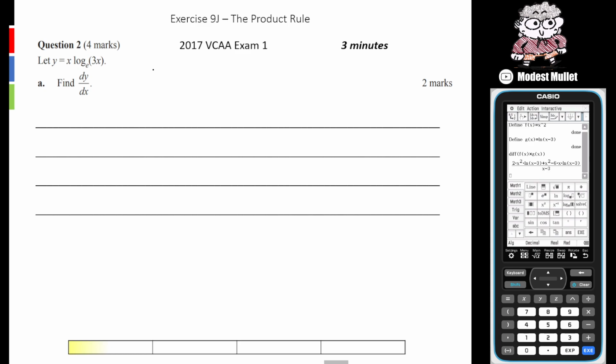Like I said, I'm going to use Leibniz where possible. If I look at the function, I can see it is the product of those two expressions, or those two terms. So I'm going to let u equal x, and I'm going to let v equal log e to the 3x. Okay, so there's my two separate expressions. I'm going to differentiate both of them. So u dash, the derivative of x, is just 1, and v dash, the derivative of log e of 3x, is just 1 on x.